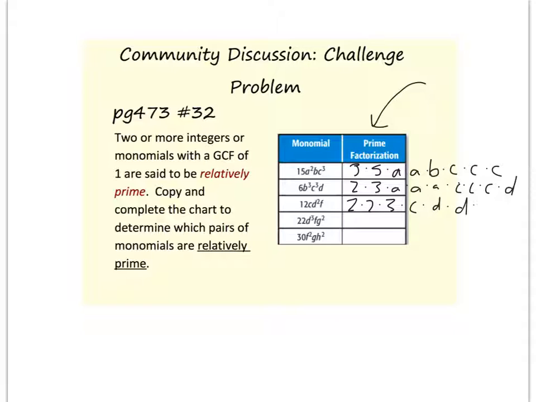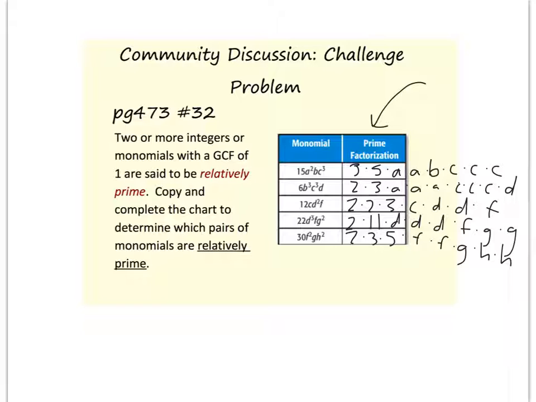And 12c squared, or c d squared f, breaks down into 2 times 3 times c times d times 1f. 22 breaks down into 2 times 11, and then we have 3 d's, 1f, and 2 g's. 30 f squared gh squared, and 30 breaks down into 2 times 3 times 5, f times f, g, and then 2 h's.